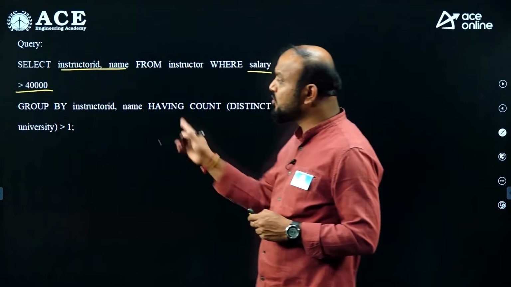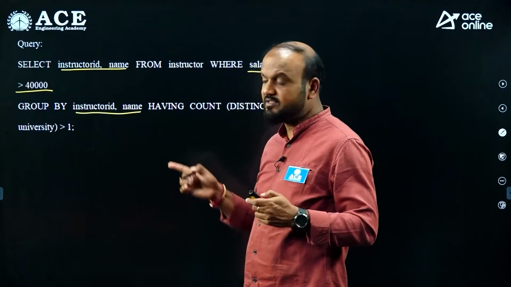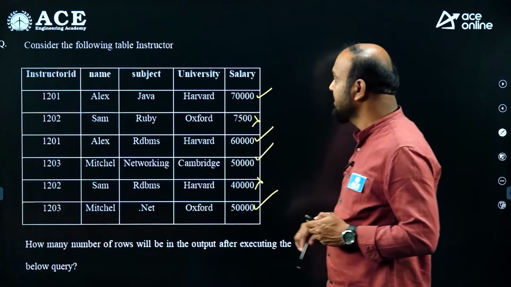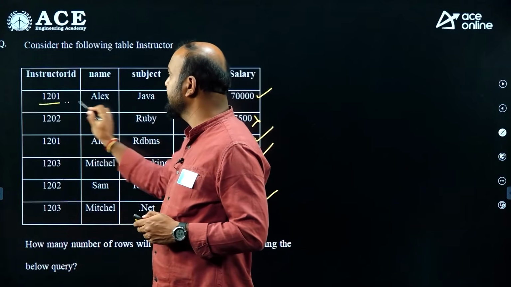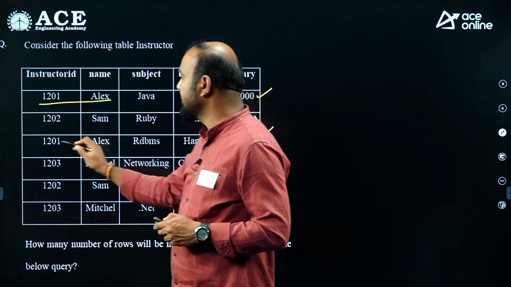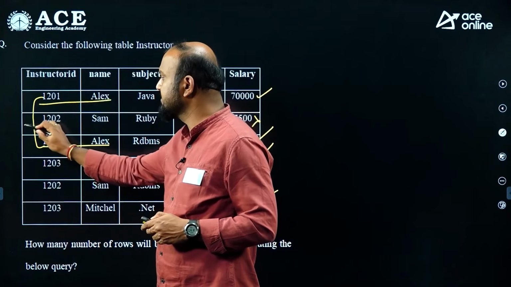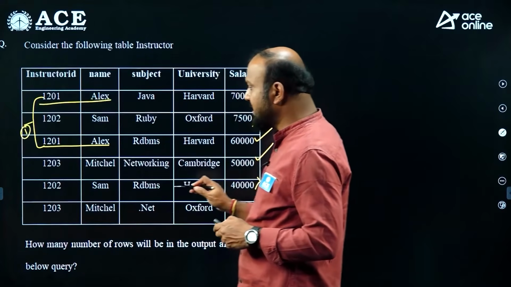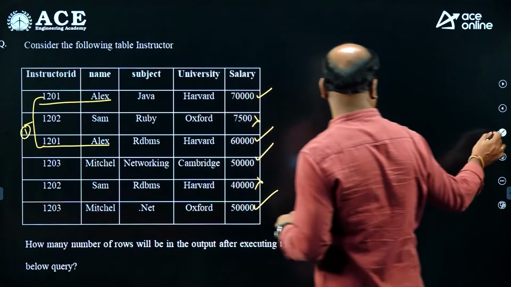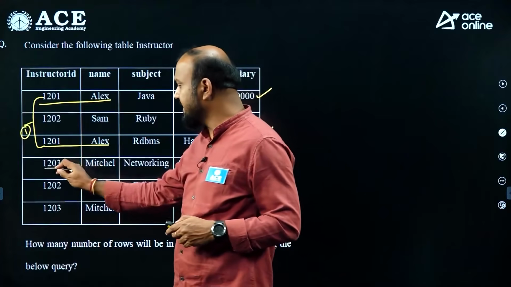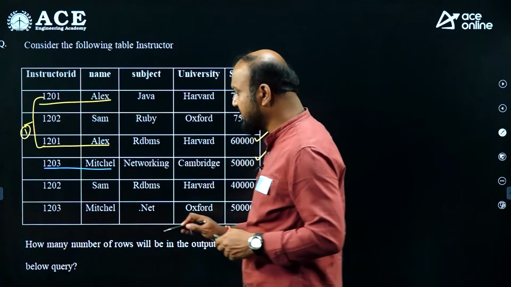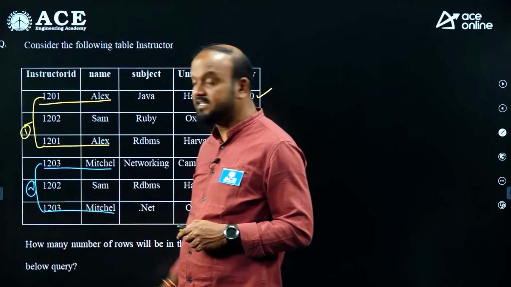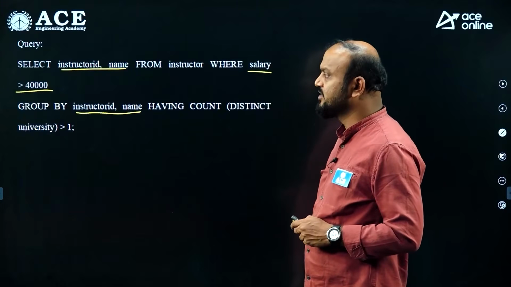Okay. Next, group by instructor ID comma name. It means these 4 records are to be grouped according to their instructor ID and name. Now look at instructor ID name 1201 LX and 1201 LX. These 2 records will form one group. Next, 1203 Michael, 1203 Michael. I'll be underlining it. 1203 Michael selected and 1203 Michael. These 2 will form the second group. How many groups are there? 2 groups.